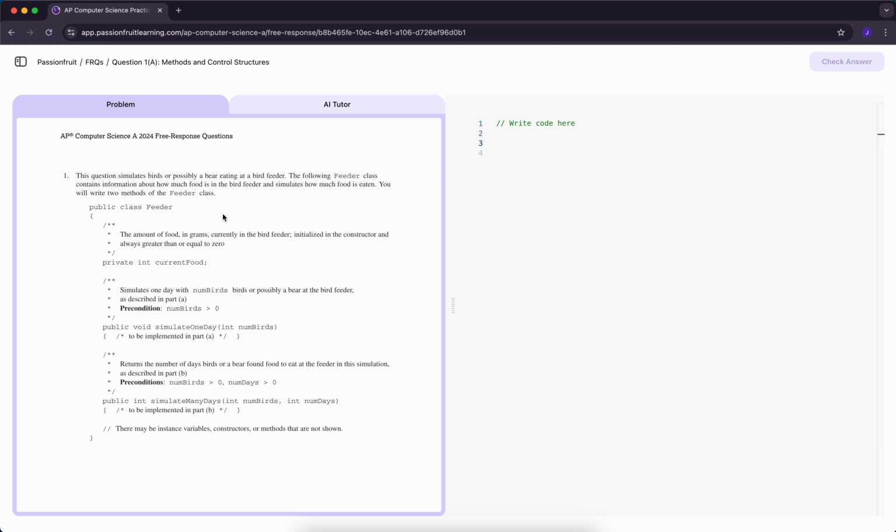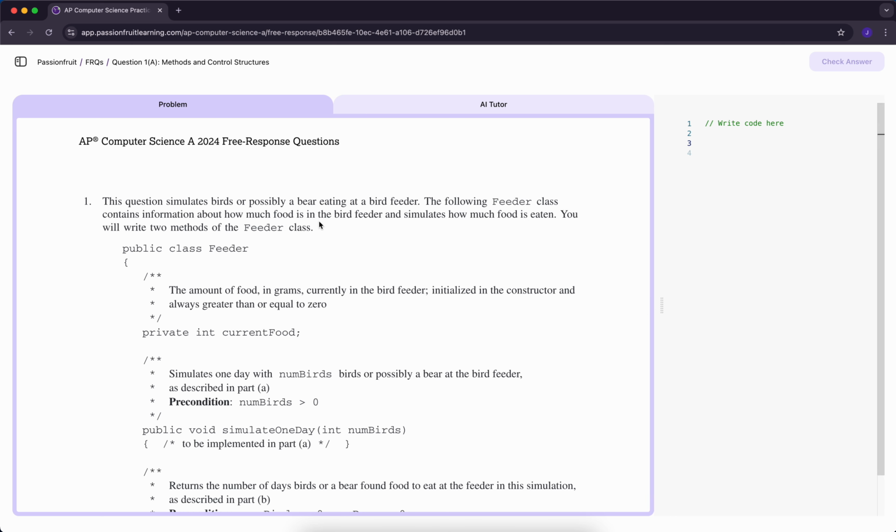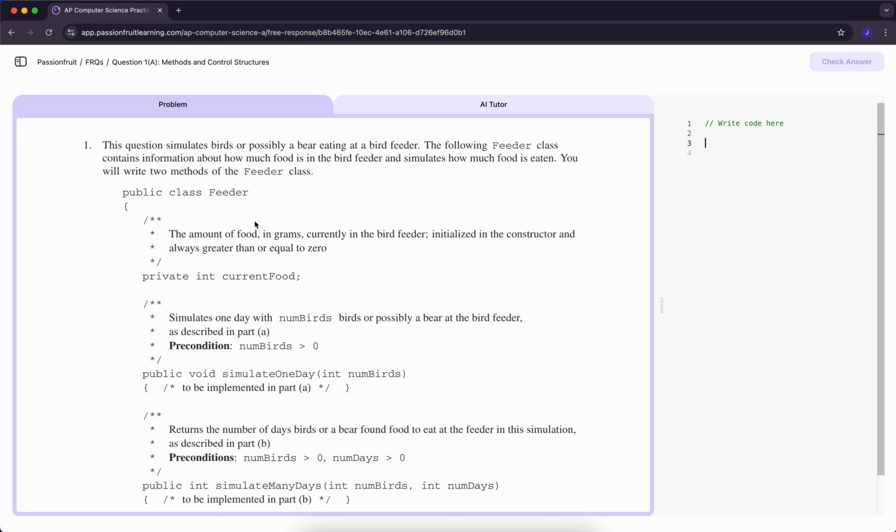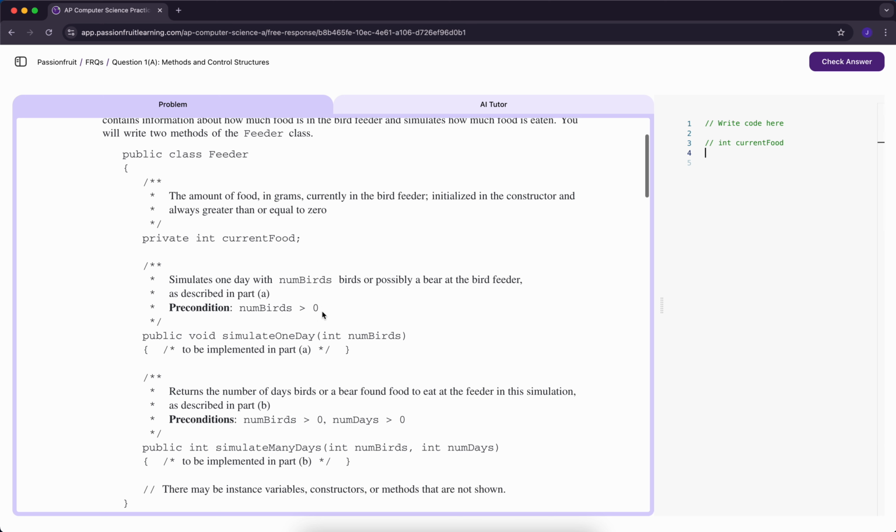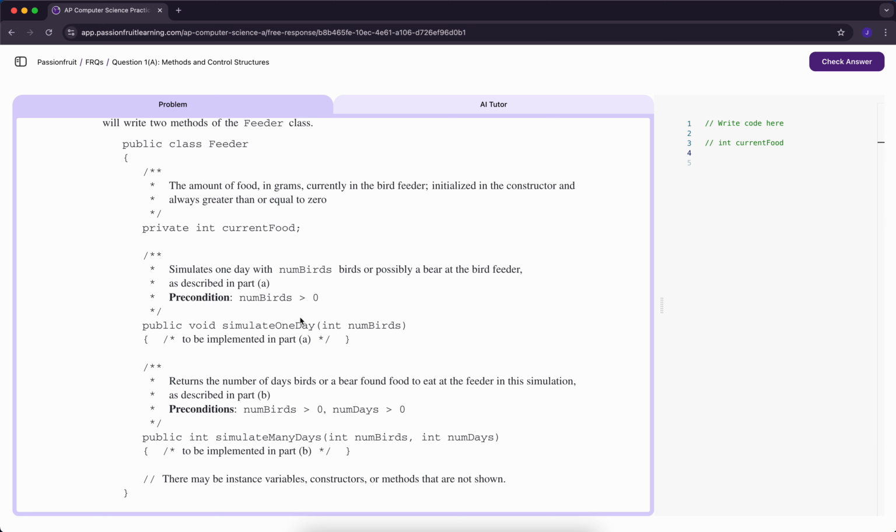Let's get started. Let's read the question together. This question simulates birds or possibly a bear eating at a bird feeder. The following feeder class contains information about how much food is in the bird feeder and simulates how much food is eaten. Great, so we see here there's int current food. I will actually just make note of this so that we don't forget about it. And there is a method to simulate one day that takes int numBirds as a parameter. And so I will also take note of this.